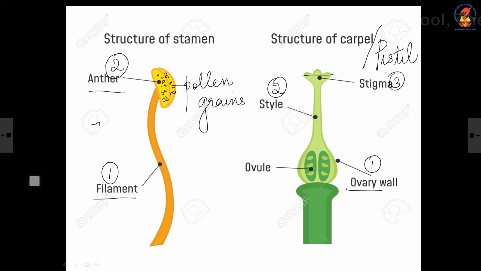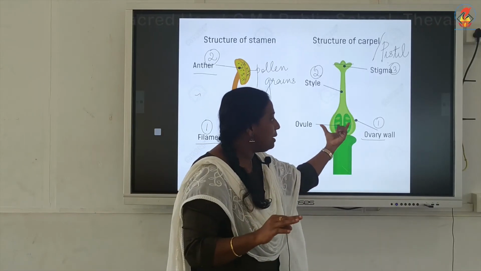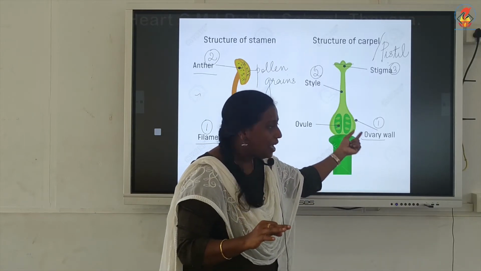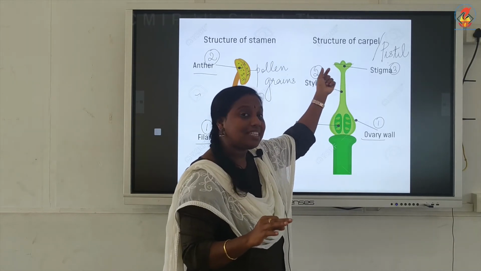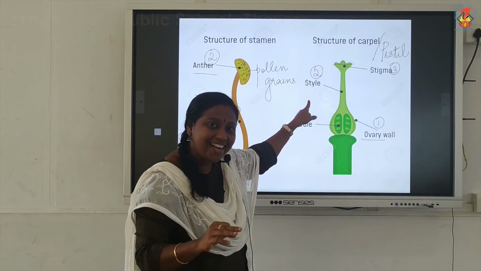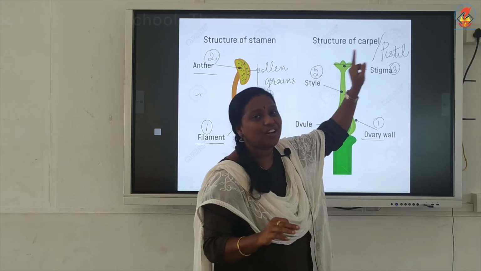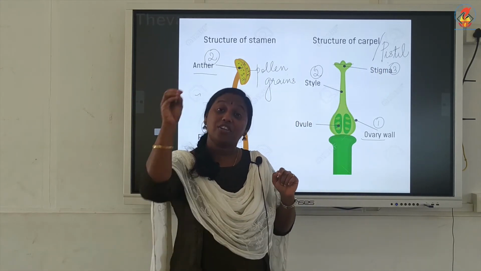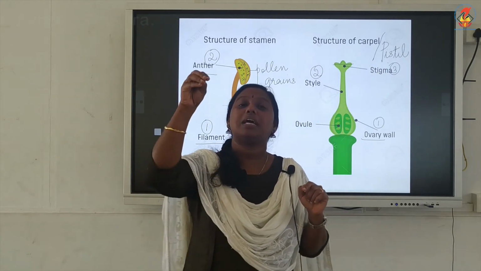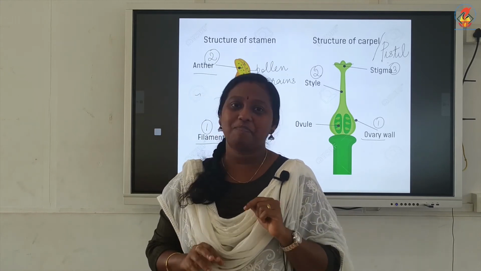So how many parts are there? Three. The swollen base called the ovary, the long tubular structure which arises from the ovary called the style, and the tip of the style called the stigma. It is on the stigma only that the pollen grains will come and fall during pollination.